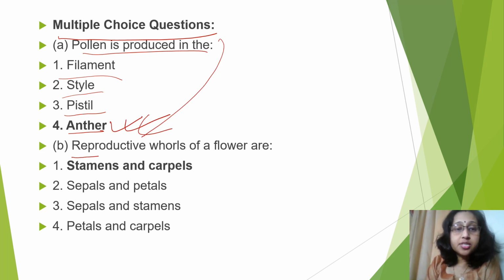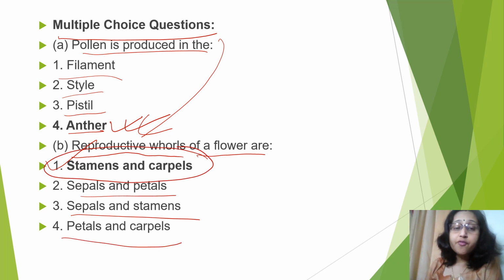Now the reproductive organs of a flower are: stamens and carpels, sepals and petals, sepals and stamens, or petals and carpels. So the answer will be stamens and carpels. I have taught you all the lessons in detail. If you have not gone through it, I'll be putting that in the description box above. So go through the lesson. I think you will be able to answer each and every question on your own. So let us move on to the next part.